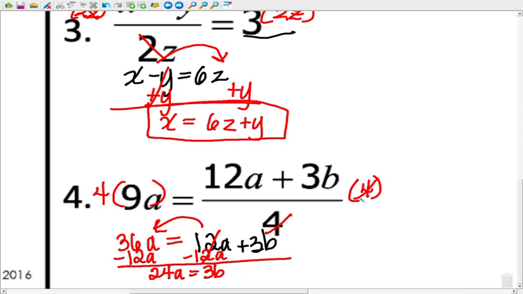Well, I don't want my final answer to be 3b. I want it to just be b, which means I need to get rid of the 3. If the 3 is multiplying it, then I'm going to have to divide to get rid of it. 24 divided by 3 is 8, and I bring down the a.